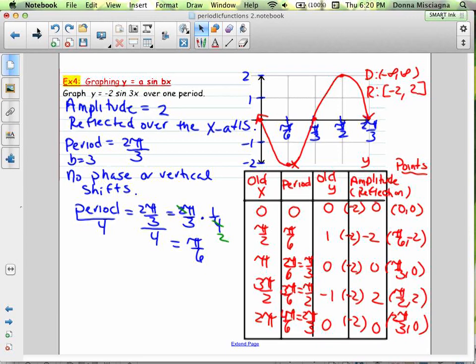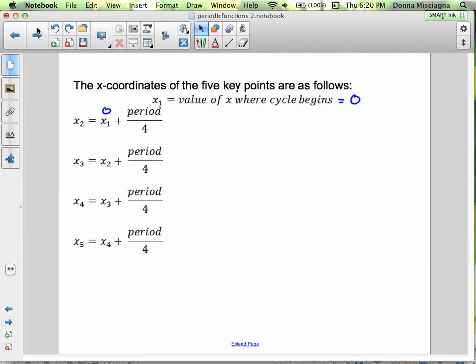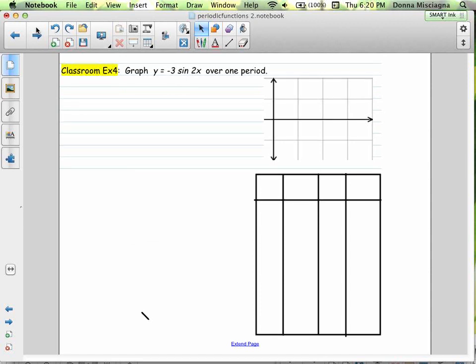Let's graph another one. And all of these are in your notes. Before we do that, though, let's just review. The x-coordinates of the 5 key points are as follows. So x1 is the value of x where the cycle begins, and that's always going to be 0, right? Because we're going to take care of any period changes before we take care of any phase shifts. And in this particular podcast, we won't see any phase shifts at all. So our starting value is 0. And then we just count by the period divided by 4. That's all we have to do. That gives us our 5 values. And of course, the last value is going to be the same as the length of the period.